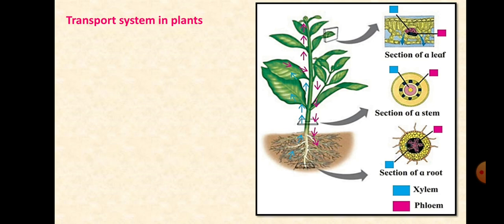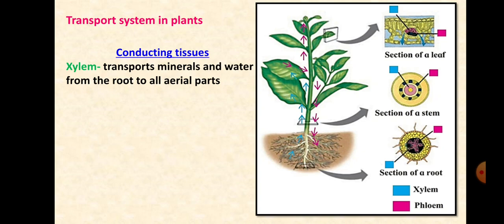On the plant also they have given you pink color arrows and blue color arrows. Now the xylem and phloem are the conducting tissues of the plants. Now what do you understand by conducting? They conduct, they do the work of transporting. Now what do they transport? Xylem transports all the minerals and the water from the root to all the aerial parts.